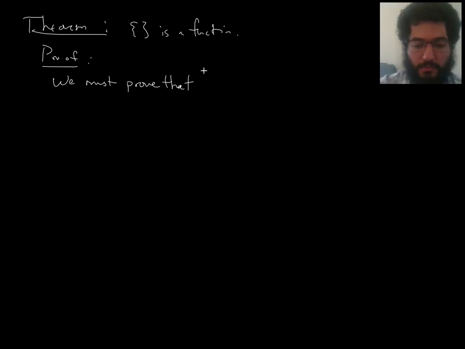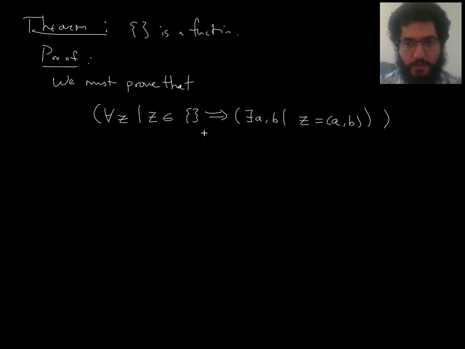Proof. So we must prove two things. It's a set of pairs, which we've discussed before. This is what it means to say that something here, the empty set, is a set of pairs. It means every element of it can be written as a pair.